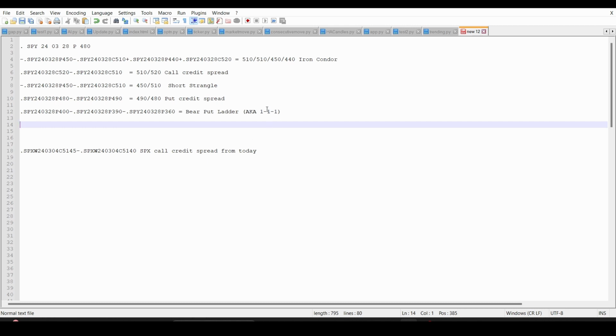And then sometimes it's the 1 negative 1 negative 2. That means you would be short basically 3 contracts, 2 of them at the same strike. But this is basically just a put debit spread and then a short put farther out of the money. So this would be like buying the 400 put, selling the 390 put, and then going farther out of the money and selling the 360 put. If this was going to be the 1-1-2, you would just have 2 360 puts.